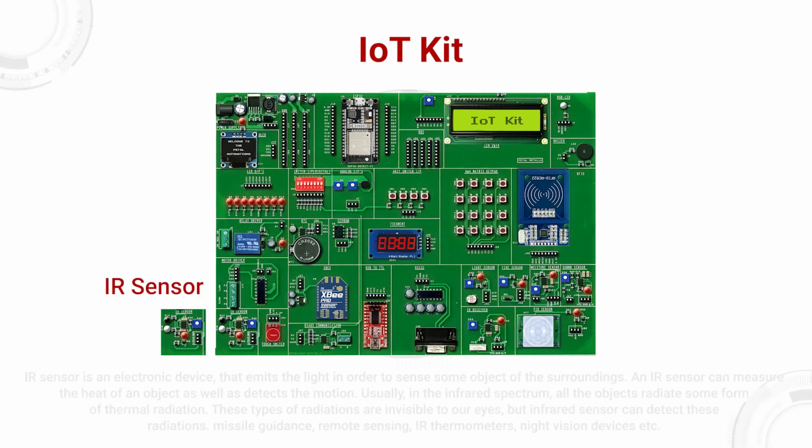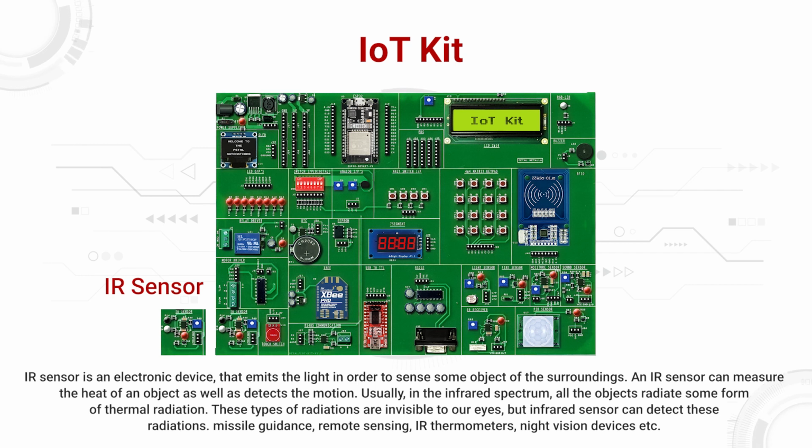An IR sensor is an electronic device that emits light in order to sense some object in the surroundings. An IR sensor can measure the heat of an object as well as detect motion. Usually, in the infrared spectrum, all objects radiate some form of thermal radiation. These types of radiation are invisible to our eyes, but an infrared sensor can detect them. Applications include missile guidance, remote sensing, IR thermometers, night vision devices, etc.